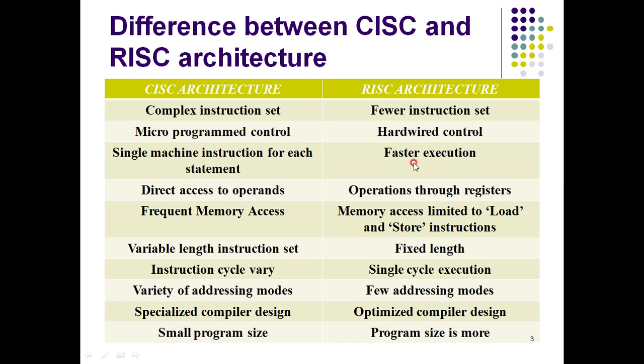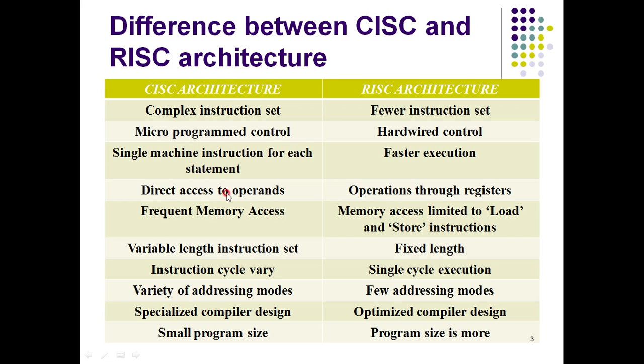But in RISC, it is not so. Here, all your operations are done using a minimum number of instructions. So that's why we say here in RISC architecture, it is having a faster execution. So friends, here in CISC architecture, we have a slower execution. Why? Because it is taking more statements, but here it is having faster execution because it is having very fewer statements.